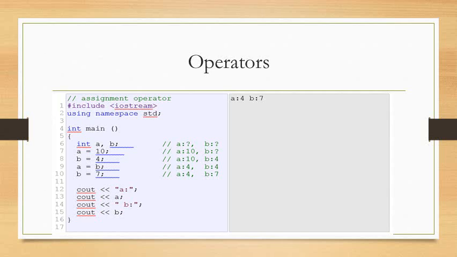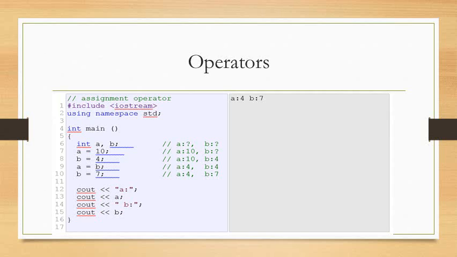Now you can see int a comma b, two variables a and b are declared in line 6. At this instance, the value of a is unknown, and of course the value of b is unknown. So in the next line, line 7, a is assigned 10, but b still is unknown. So that's why on the comment you can see a is assigned 10, b is unknown.